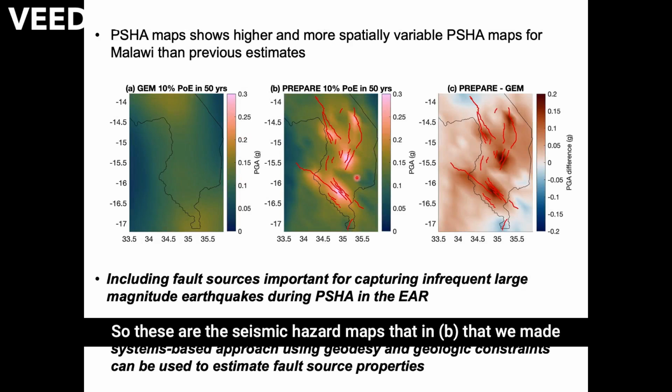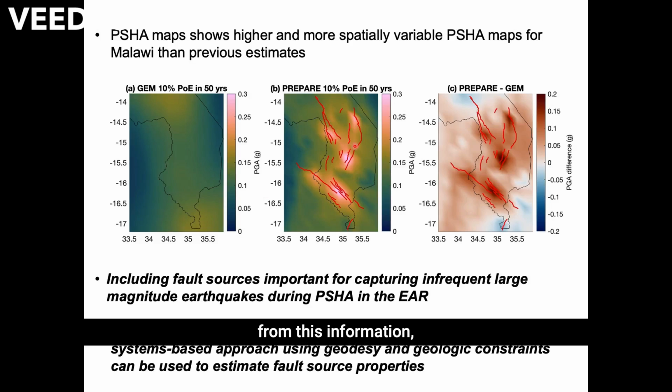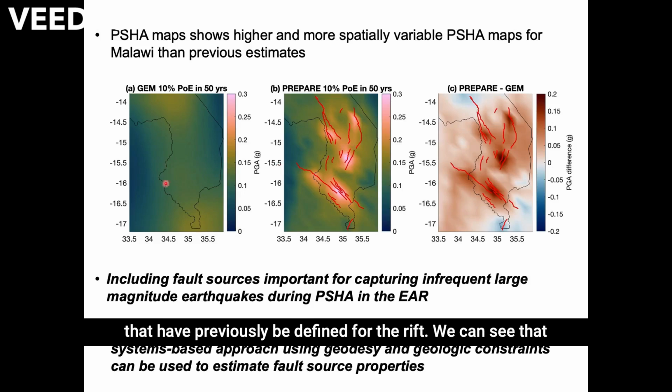So these are the seismic hazard maps that we, in B, made from this information. And as you can see, it leads to quite different hazard maps to those that have previously been defined for the rift. We can see that we do a much better job of tying the hazards to the location of the active faults in the rift. And so it's showing that even if we don't know the slip rates of faults, by making some basic geologic and geodetic assumptions, we can still use these faults in a meaningful way in seismic hazard.